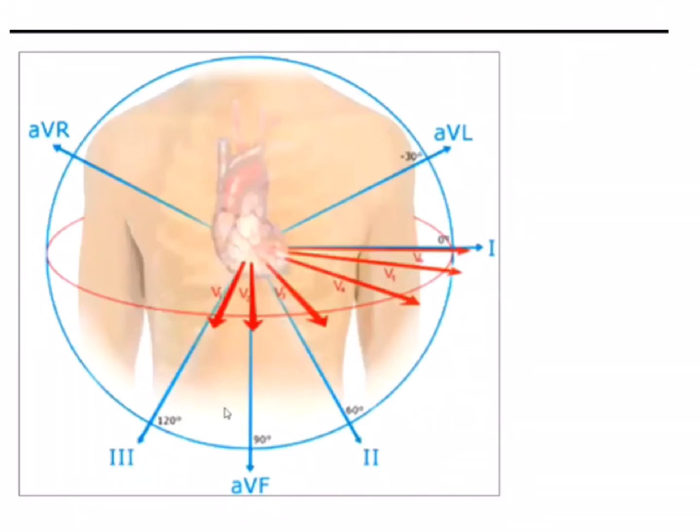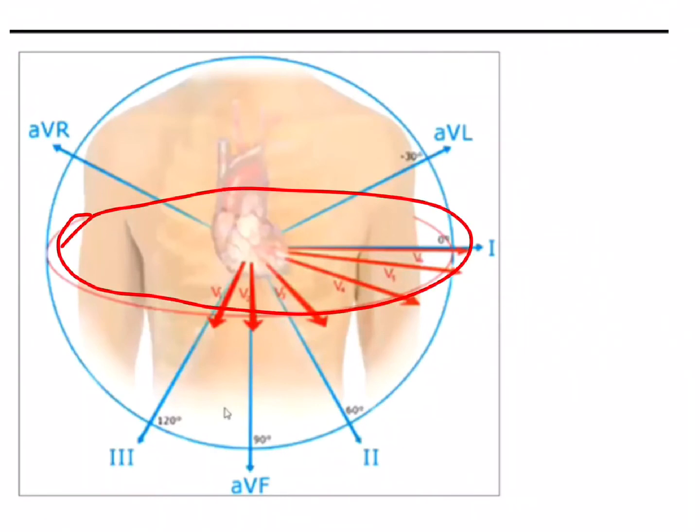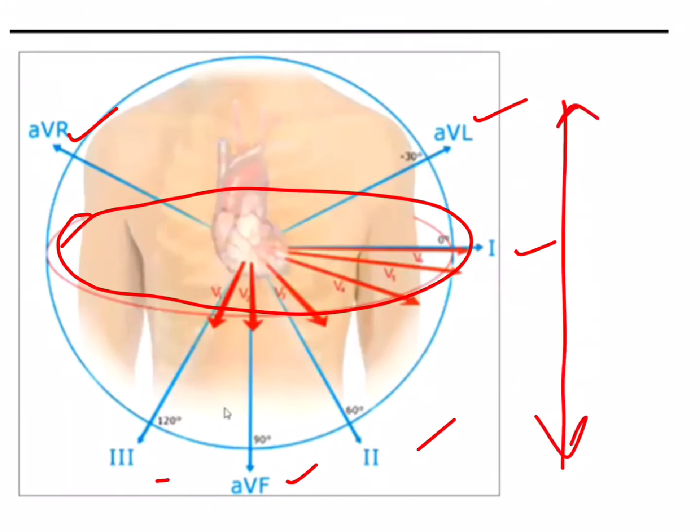Whenever we record an ECG, these are the chest leads, or precordial leads, and they detect the ECG recording in the horizontal section. Similarly we have the limb leads AVR, AVF, AVL, lead 1, lead 2, lead 3, and they record the ECG in this plane section.